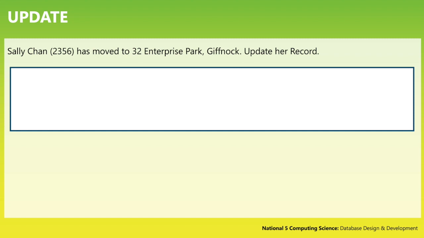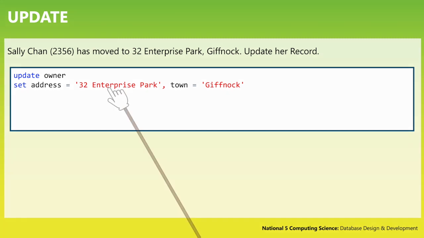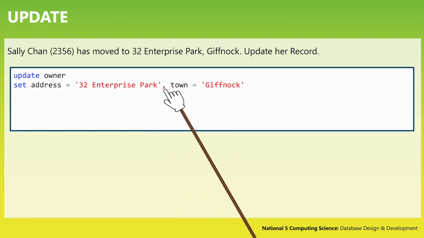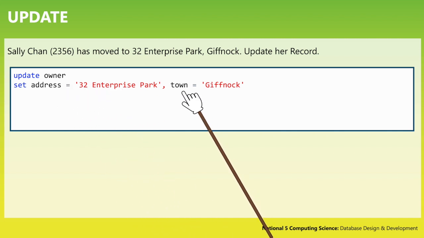Let's have a look at an example. Sally Chan, owner 2356, has moved to 32 Enterprise Park, Giffnock. Update her record. So we start by saying update owner, because Sally Chan is an owner. Set address equal to 32 Enterprise Park, comma, town equals Giffnock. In this case, we're updating multiple values, so we list the multiple values with a comma so that the SQL knows this is the address and this is the town. We then set our condition so that only Sally Chan is updated, and we're saying where owner ID is equal to 2356.